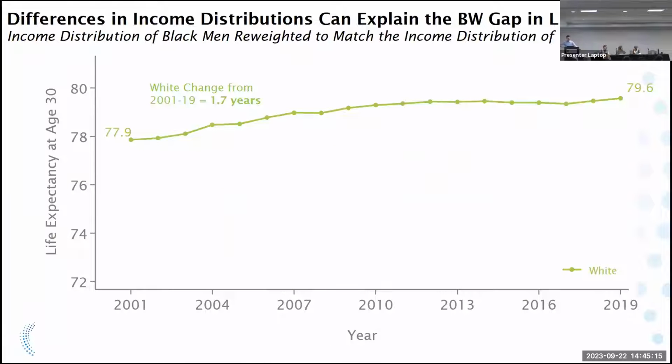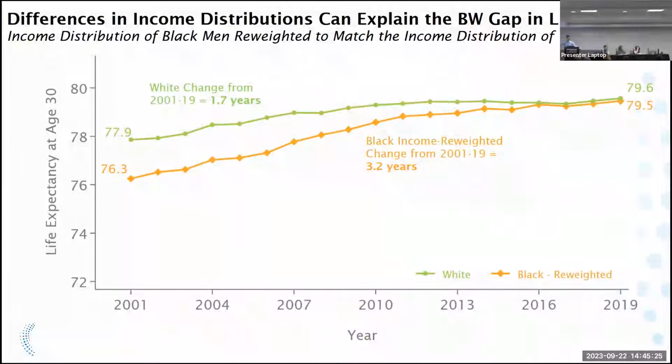So one way that we can summarize this is to say, what if we were to reweight the income distribution of Black men to match the income distribution of white men? And what we see if we do that is this steady convergence over the course of those 19 years, and basically the elimination of that gap conditional on income by 2019.